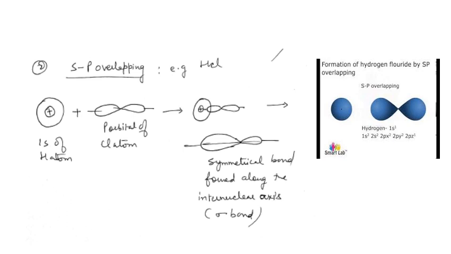The second type of overlapping is between s and p orbitals, which can be shown in HCl, because H has the s orbital and the chlorine atom has the p orbital. So here it is showing that the s orbital of the H atom and the p orbital of the chlorine atom again undergo head-to-head overlapping. This is in the symmetrical way along the internuclear axis. Again the bond is formed along the internuclear axis. The strong bond formed is the sigma bond. So the s-p overlapping is also head-to-head overlapping, and in this the sigma bond is formed.